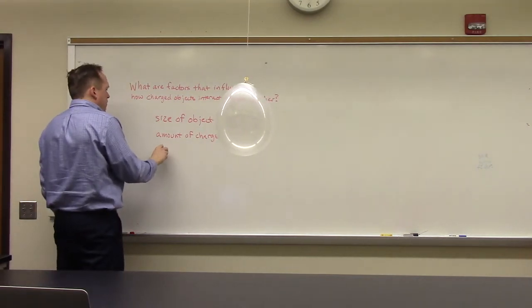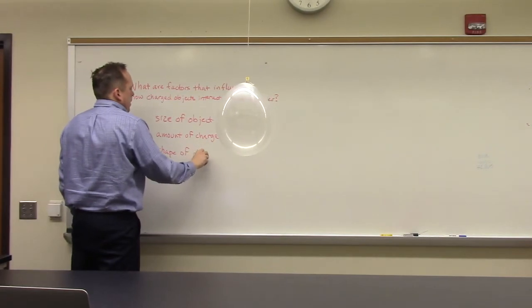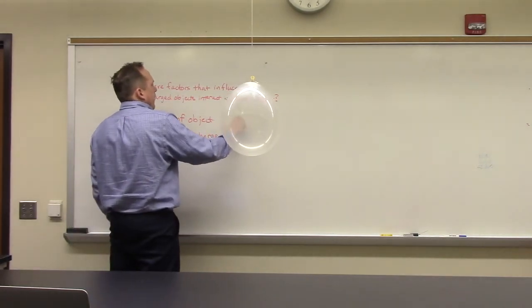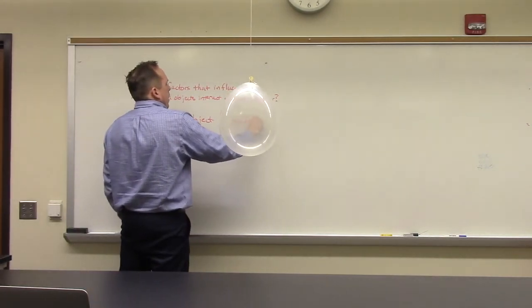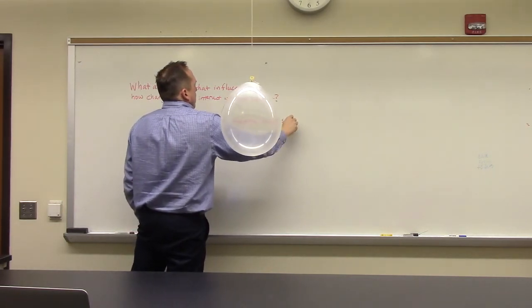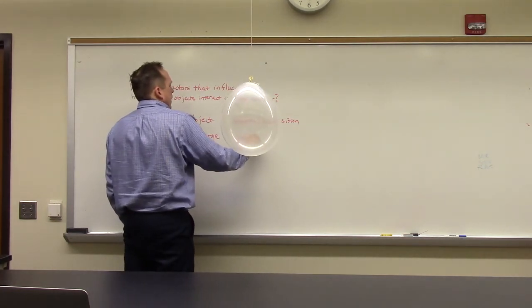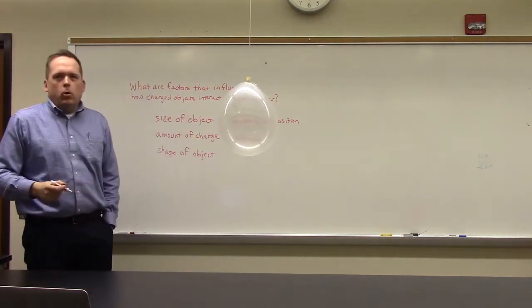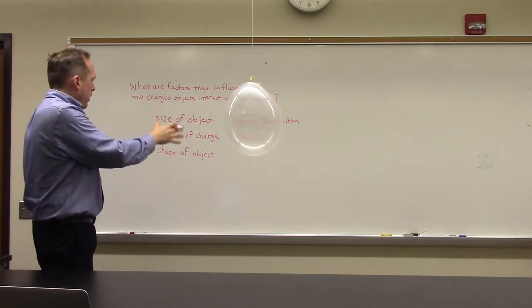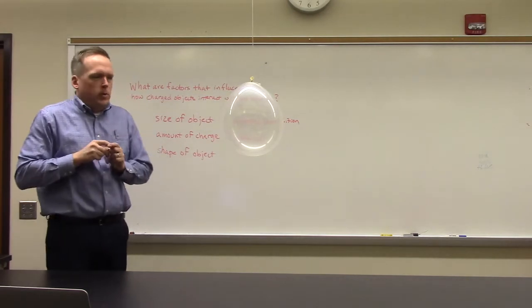It might be the shape of the object. It might be the material composition. It might be the distance between the object and whatever it's interacting with. So we brainstorm and we come up with a whole list of things to think about. We're just going to table that for a minute and show you a little demonstration.